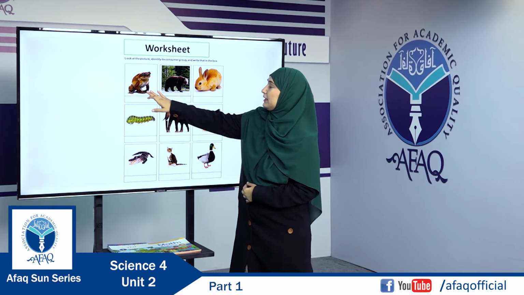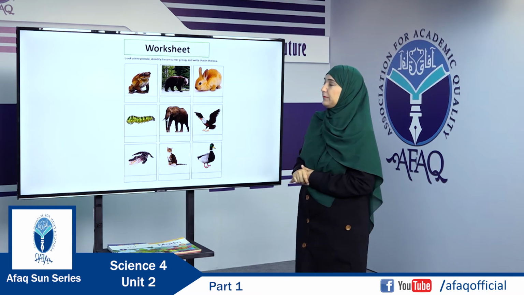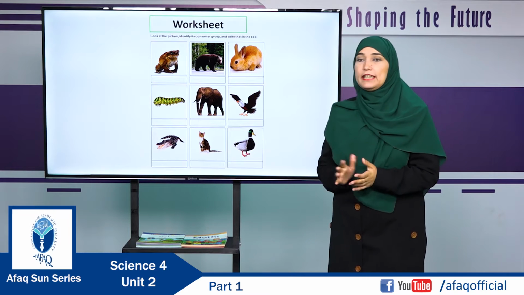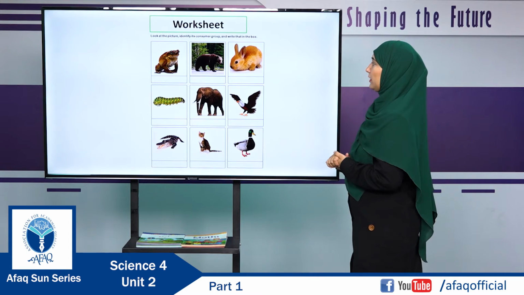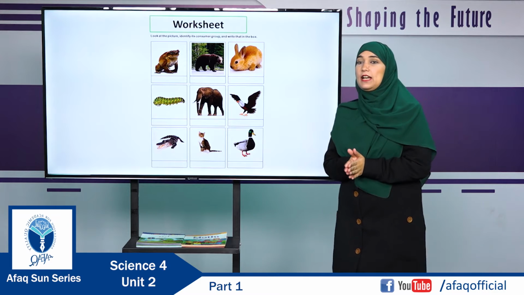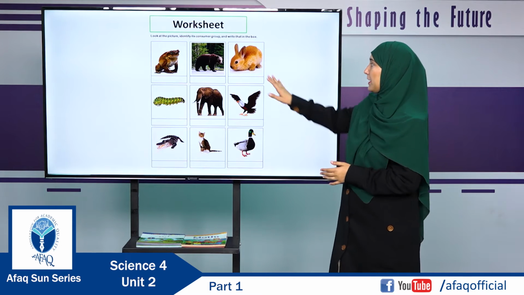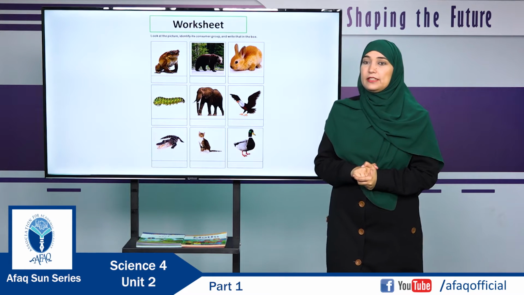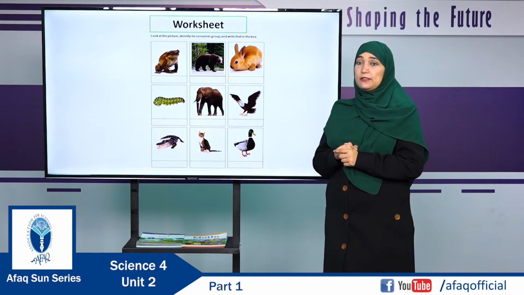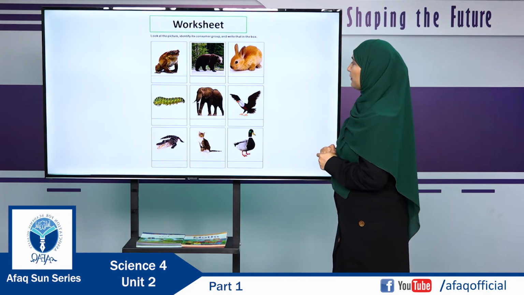Look at this. This is the picture of a frog. And what do frogs eat? Frogs eat insects. So it eats other animals, so you can say frog is a carnivore. But rabbit eats carrots and carrot is a plant. So rabbit eats plants. It is a herbivore.